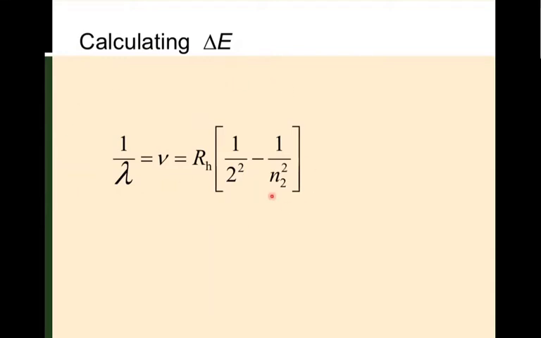So this is the same equation that we saw earlier. It's exactly the same. It just happens to be V, it's no longer nu. So this is the wave number, which is reciprocal meters. So the change in energy from the final to the initial. So this is the final. So it always goes back to 2, remember, for this Balmer series. So n is always going to be equal to 2 for the final.